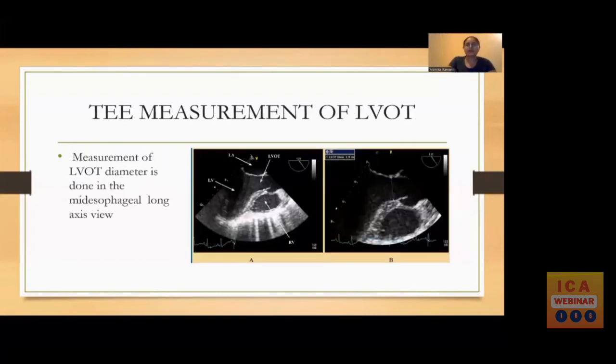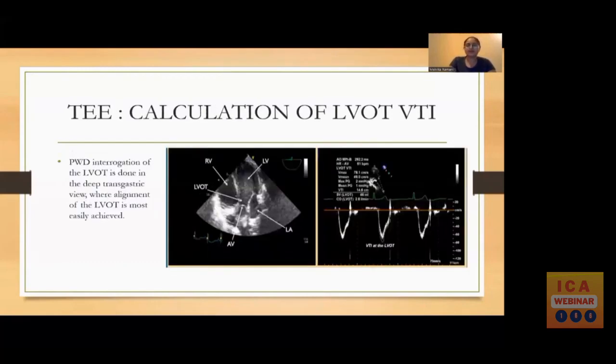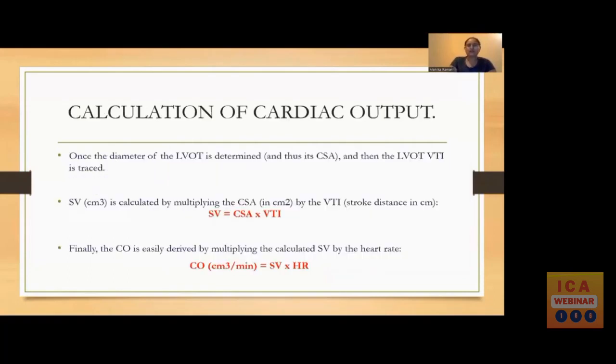When we are calculating it via the transesophageal view, it is done in the mid-esophageal long axis view, where we are able to measure the LVOT diameter with greatest accuracy, whereas the LVOT VTI interrogation is done mainly with the deep transgastric view, where you are able to see the LVOT alignment most easily. So when we are calculating the cardiac output, we can consider a three-step approach, where we first calculate the diameter or the cross-sectional area and the LVOT VTI, that is the integral that is being traced. The stroke volume is a product of those two.